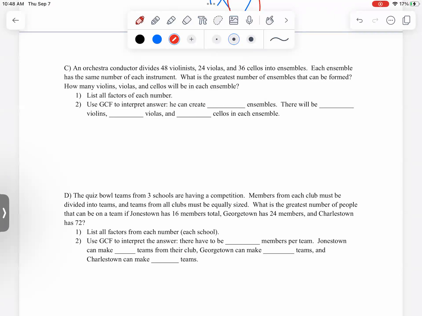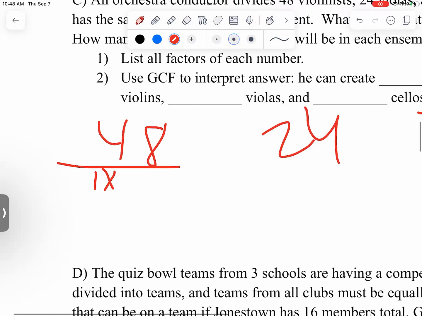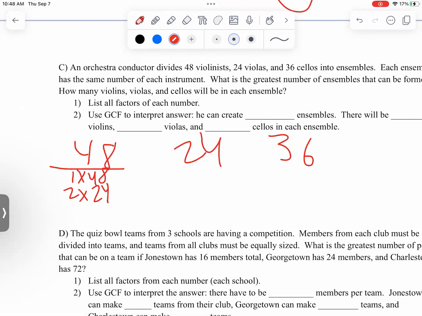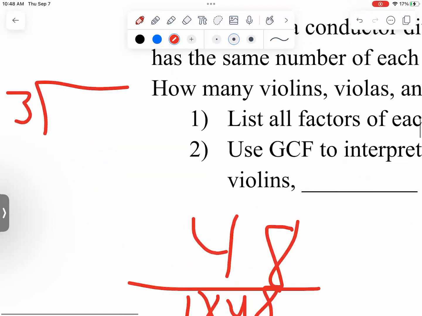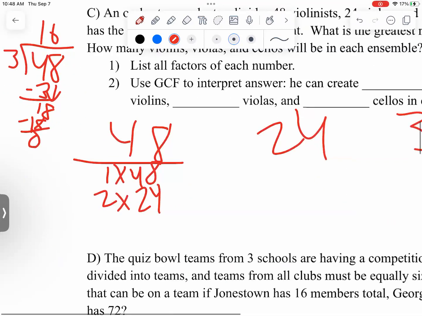So we're going to do 48. We're going to do 24. And we're going to do 36. Okay. So 1 times 48, 2 times 24. All right, so there's going to be a 3. So if you'll notice here, I'll just show you here, 3 into 48. Just to remind you what we're doing here: 3 times 1 is 3. Bring down your 8. 3 times 6 is 18. I don't want to show those every single time, but just to remind you of what I'm doing here.